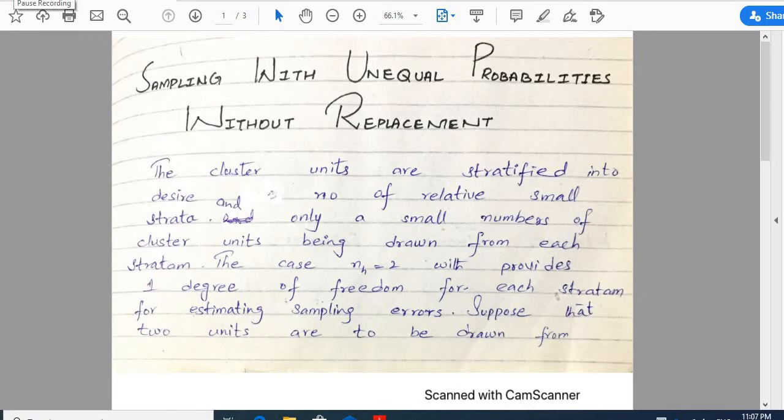Students, it is our first lecture of sampling technique of this week. The title of this lecture is Sampling with Unequal Probabilities Without Replacement. The detail of this topic is given here.